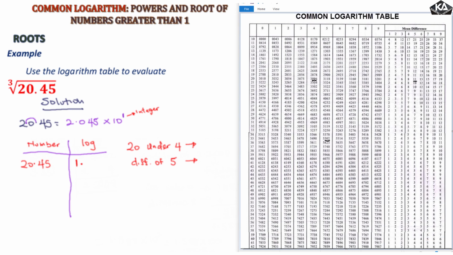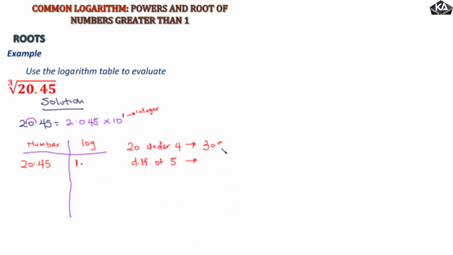Then let's come back to our board. 20 under 4 is what? 3096. In difference of 5, we have 11. Then you add both values up. You have 7, 0, that's 1, and 3. Now you bring it here, you have 3107. That's it. But now let's go to our question.